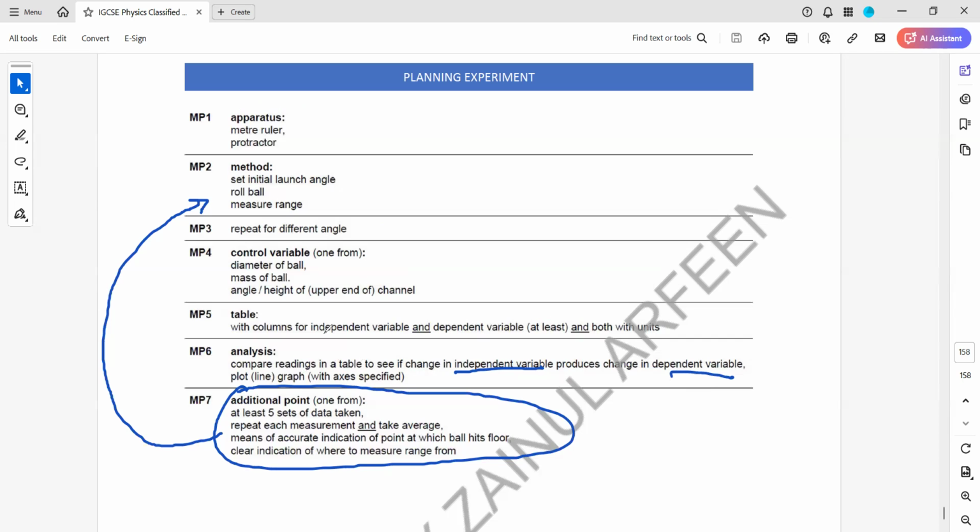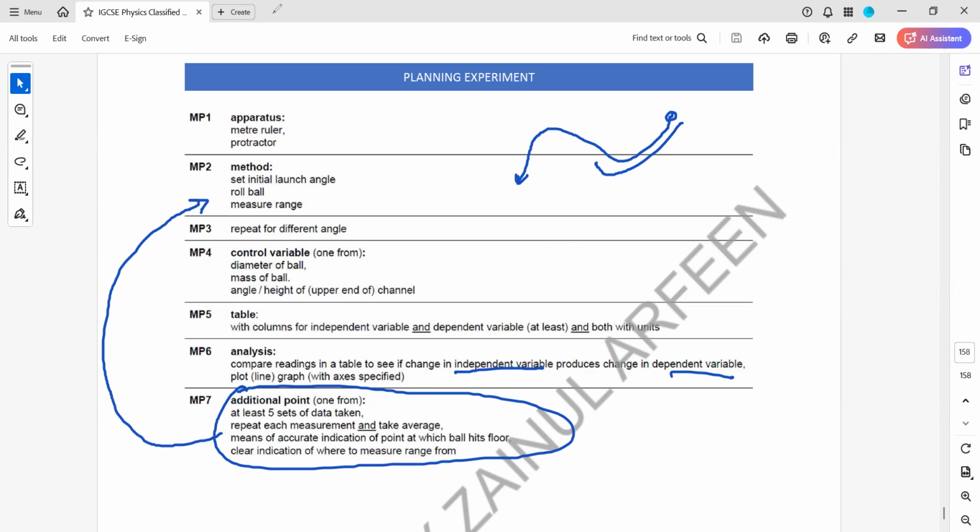The independent one is the one which we change, and the dependent one, for example, angle is what we are changing. So angle is independent. And dependent is, if I change the angle, the range it travels will change. So range depends on the angle. The one which we change, we call independent, and the one that changes because of our change, we call dependent.